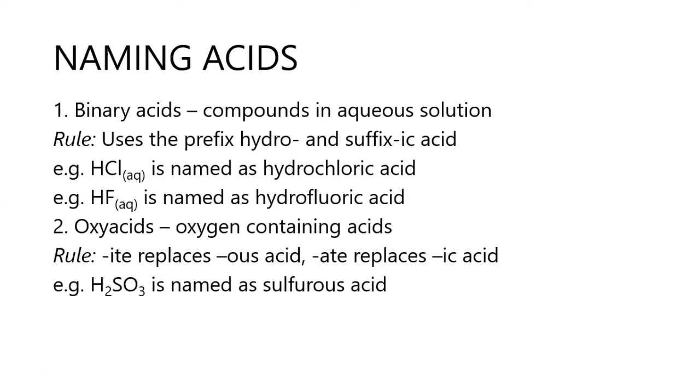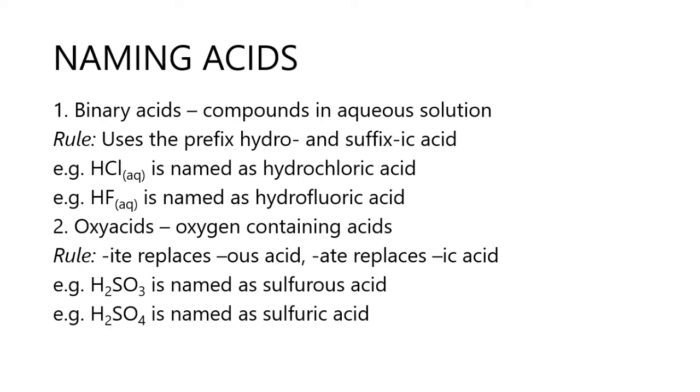Example, H2SO3 is named as sulfurous acid. Ba't naging ganon? Tingnan nyo yung name ni SO3 2- sa list of common ions. Siya ay si sulfite. Kapag dinagdagan natin ng hydrogen, siya ay magiging acid. At ang rule natin doon, ang ite ay papalitan ng ous acid. Si H2SO3 ay magiging sulfurous acid.